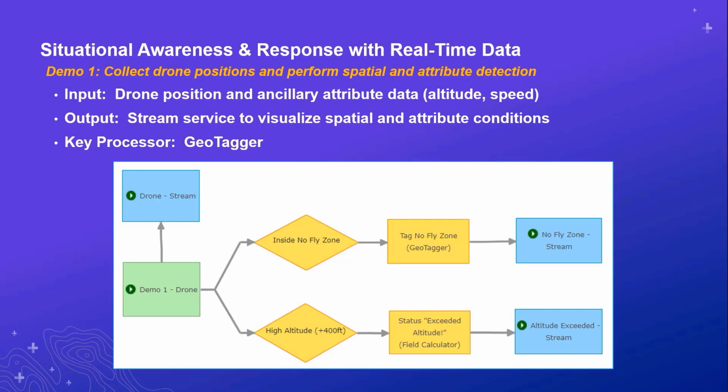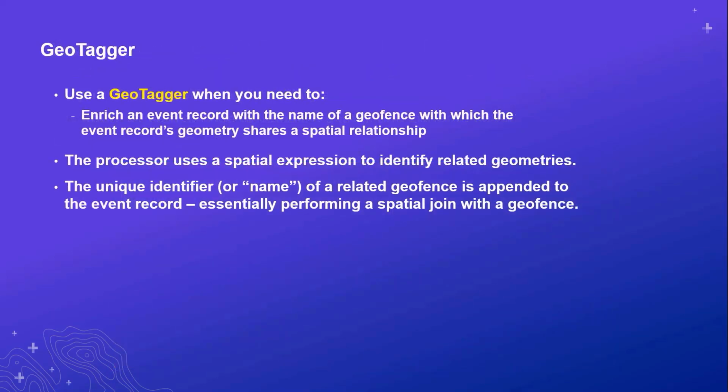That being said, there are additional processors that were used here, but I'd like to focus on one key processor that made this particular demo possible, and that is the GeoTagger. So at a broad view here, you'd want to use a GeoTagger when you need to enrich an event record or some sort of real-time data coming into GeoEvent with the name of a geofence with which the event record's geometry shares a spatial relationship.